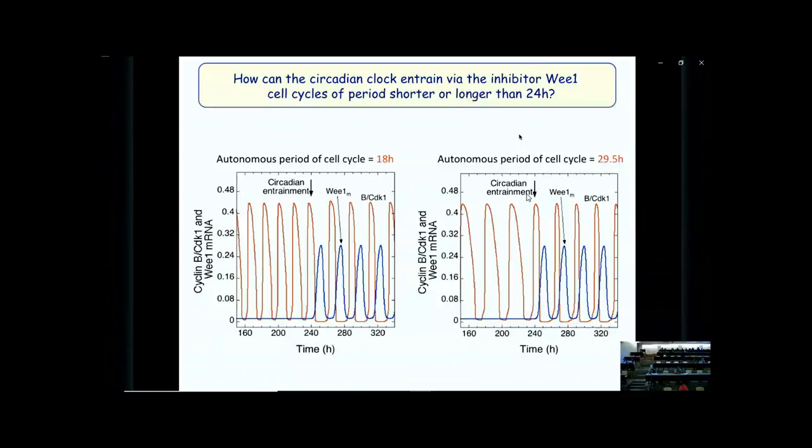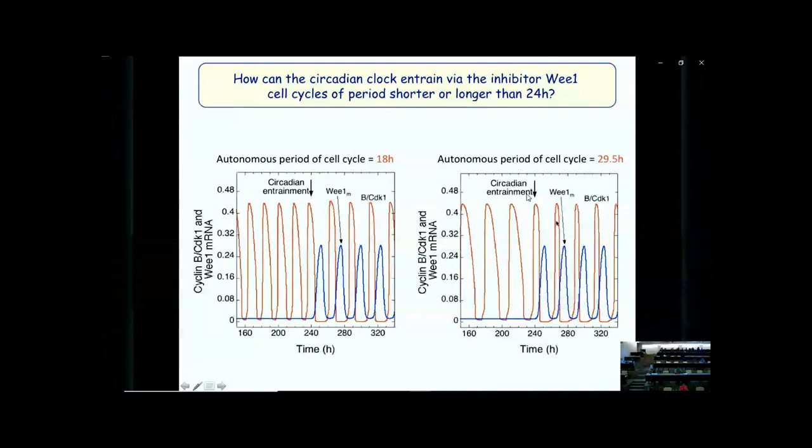Now the numerical simulations provide an answer which is quite clear. You see here what happens. We have here the 29.5 hour cell cycle, then we couple it to WEE1, and then this is the resulting period, which goes back, which is now going to 24.